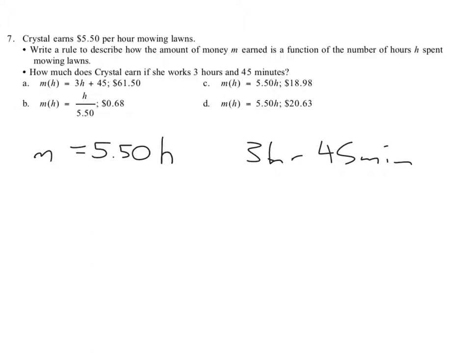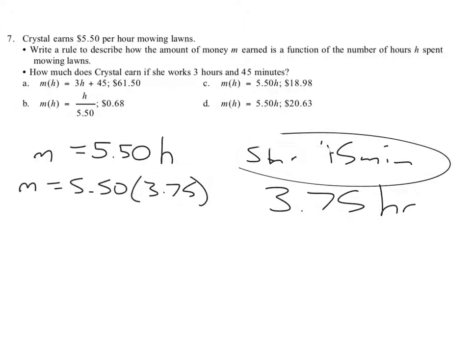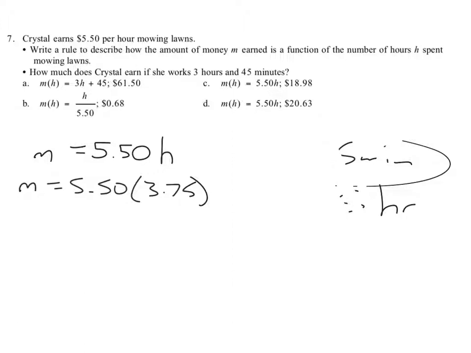Great. Then, what do we do with that? Well, we actually want to just write 3 hours 45 minutes as 3.75 hours. Now we've got all of this in terms of the variable hours. That equals 3.75 hours. What do we do with that? Well, we're calculating it. So we're saying M is equal to 5.50 times 3.75 hours. And I'm going to erase this so that we can do the math over here. We just have to simply do this multiplication.